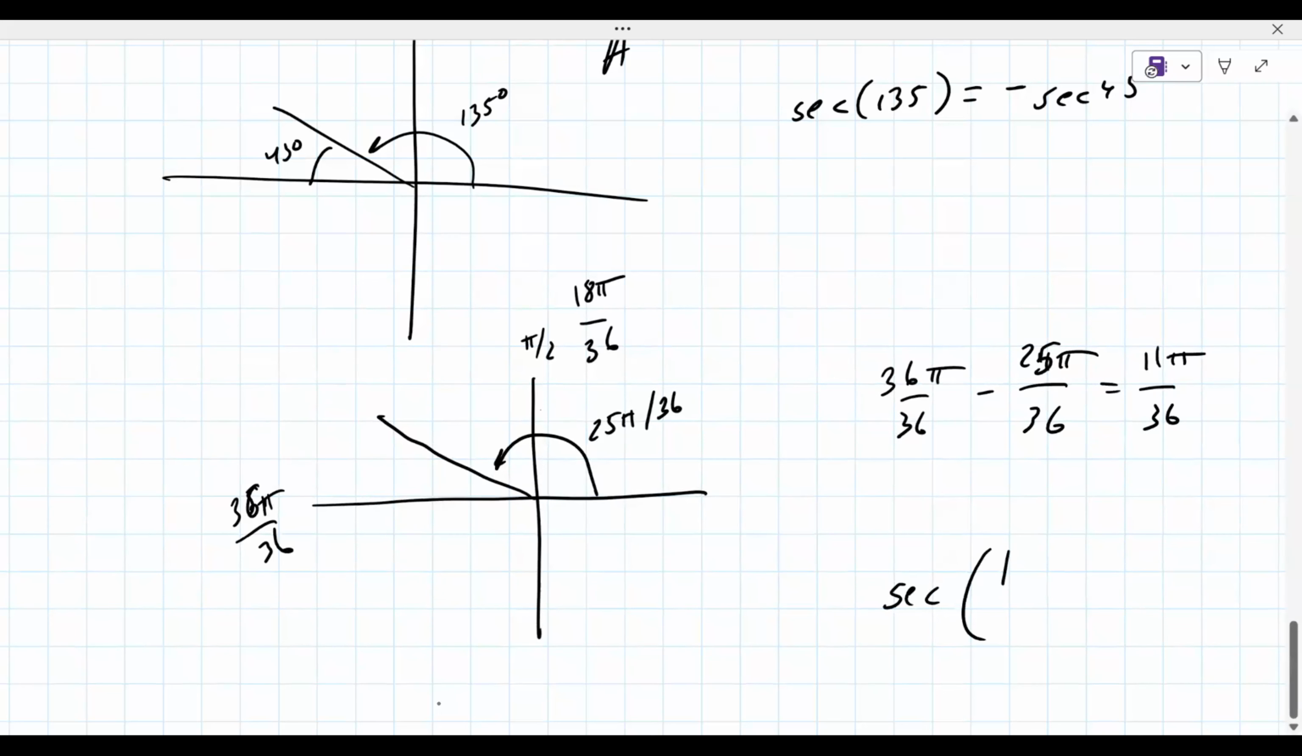So it's the secant of 11 pi over 36, but you have that same issue as the previous problem, where it could be negative. So negative secant 11 pi over 36. Alrighty, cool. Let me get the next one.